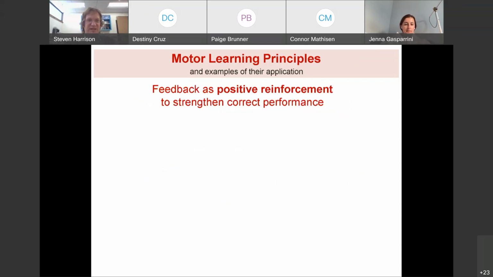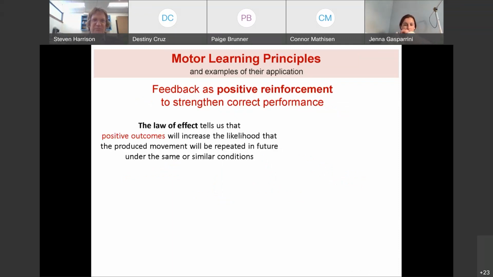So let's start by thinking about feedback as positive reinforcement, which, in the context of operant conditioning, would act to strengthen the correct performance. So the law of effect, connected to operant conditioning, is going to tell us that positive outcomes will increase the likelihood that the produced movement will be produced in the future under the same or similar conditions.